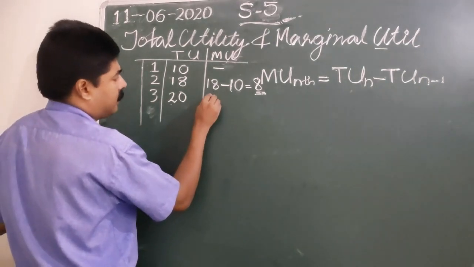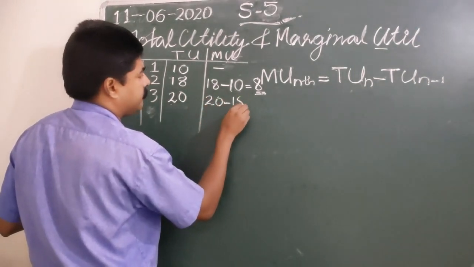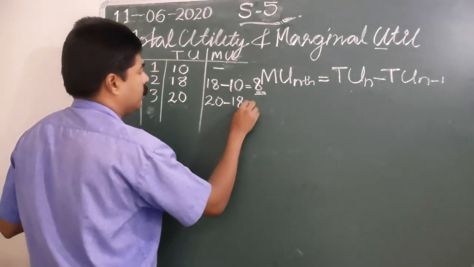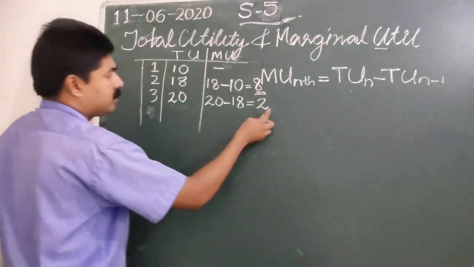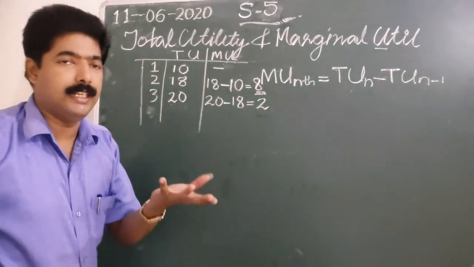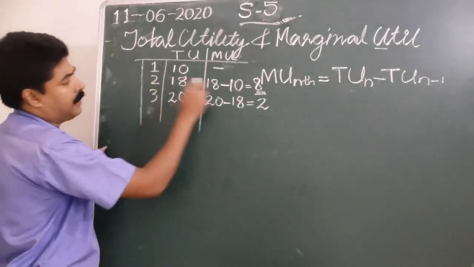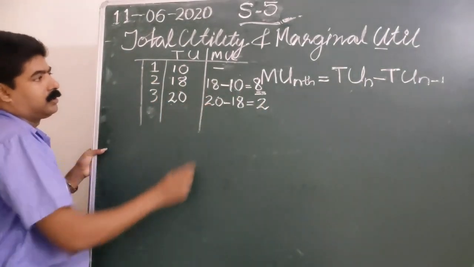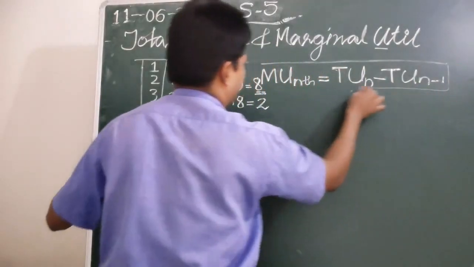Again, the same way for the third one, my total utility increased. Therefore, we can write 20, the total utility, minus 18 is equal to 2. So 2 is the additional utility added towards the total utility. 18 plus 2 is 20. So in such a way, we can calculate the marginal utility.